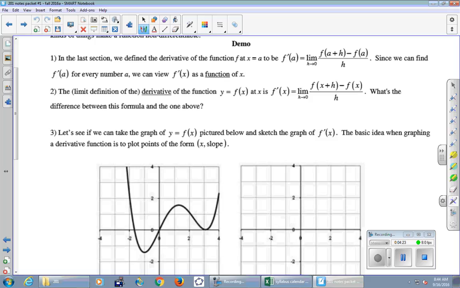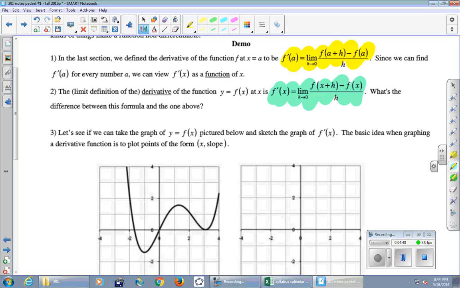So we talked about the slope of a tangent line at a particular point, but maybe we can think about the slope of the tangent line at every point and think about that as a new function. So the only difference here between 1 and 2: this thing right here is the derivative at a specific number a. This thing right here is the derivative at a generic x.